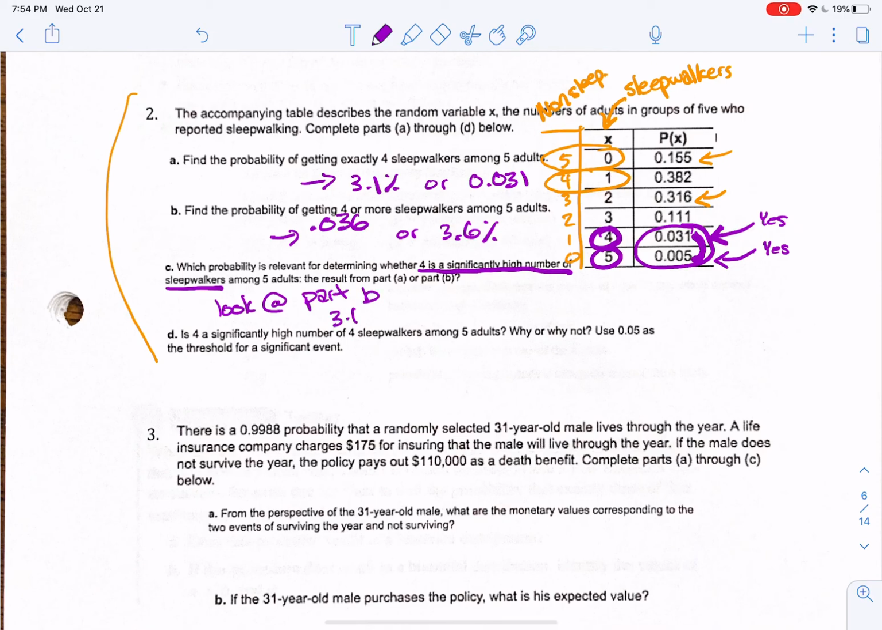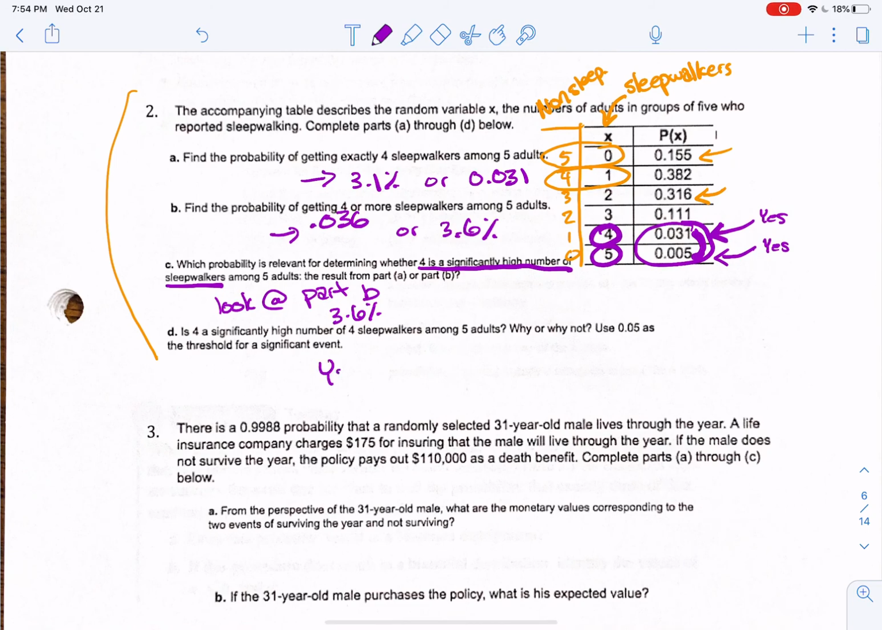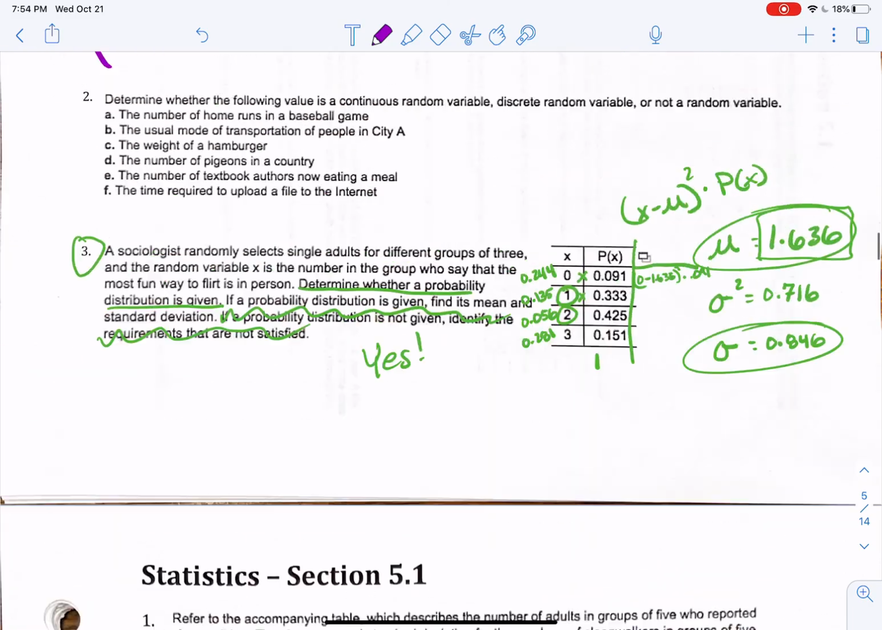which is the 3.6%. And then D says, is 4 a significantly high number of sleepwalkers out of 5 adults? Yes or no? Yes, significantly high, because 3.6% is less than 5%. Okay, if it happens less than 5% of the time, it is significantly high or significantly low, whatever you're talking about. Okay, so that's kind of how that breaks down.